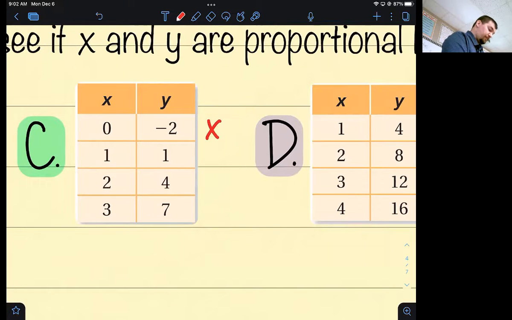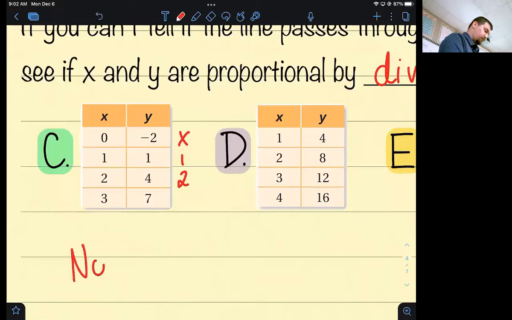1 divided by 1. 4 divided by 2. Stop. Those aren't the same. Is this a direct variation? Nope, which means I can't, not on K value.